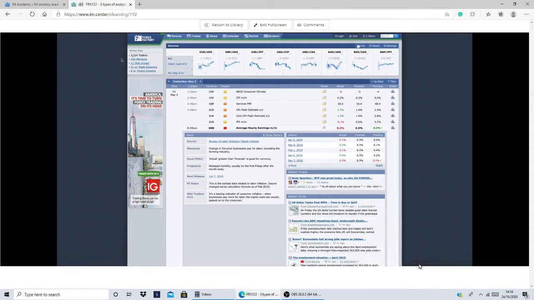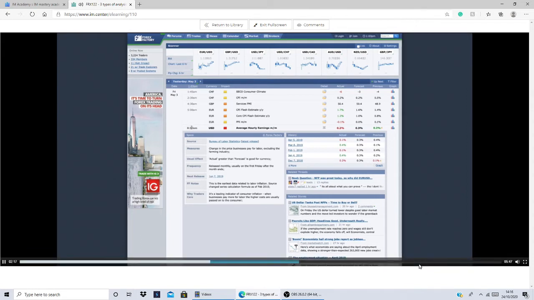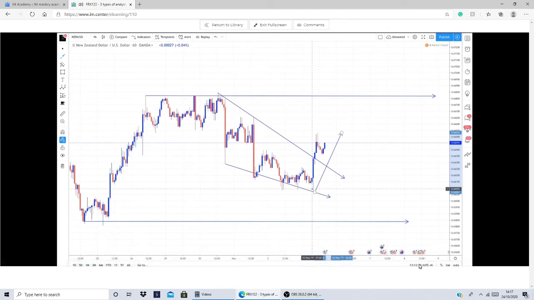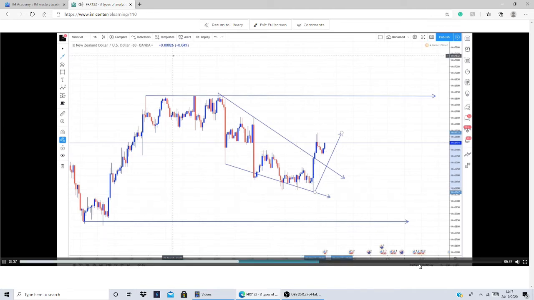As an example, I'm going to show you how there was a news release at 8:30 a.m. for the US dollar. The news release came out negative. Now, coming back to the charts, what would that mean? If the news release was negative, that means that the value of the US dollar would fall down. And if the value of the US dollar were to fall down, that means that the strength of the New Zealand dollar against the US dollar would strengthen, resulting in the pair coming up.